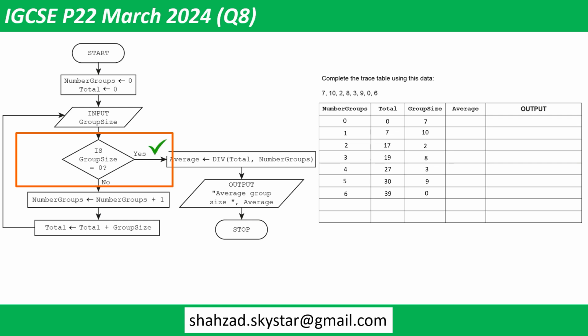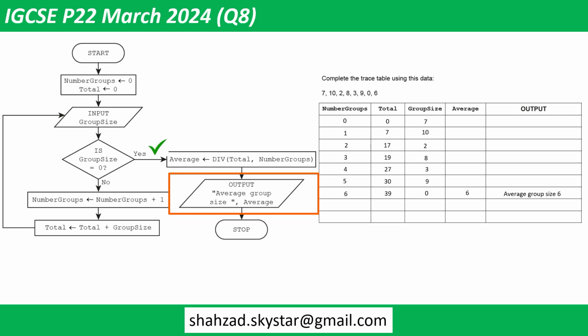In case of yes, it will move to the right side, that is average equals total divided by number of groups. Total contains the value 39 and number of groups contains 6. It will give you 6 point something. Because of integer, it will ignore the floating point value, and then it will reach 6. Then average will become 6, and the output shows the average group size 6, and then it will stop the program.